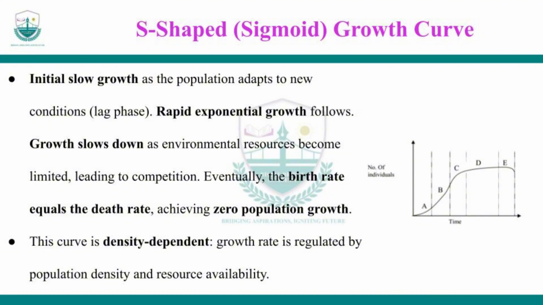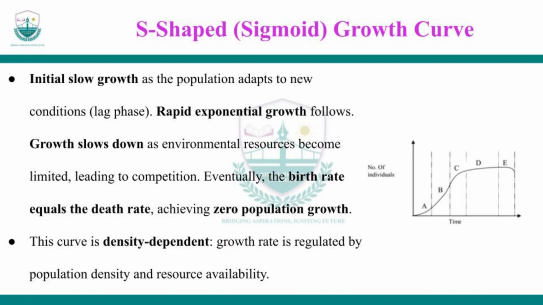As resources become limited, like food, water, or space, growth slows down, leading to a plateau. Eventually, birth rate equals death rate and the population stabilizes. This is called zero population growth. This growth pattern is density dependent, meaning population growth is regulated by the amount of available resources and population density.